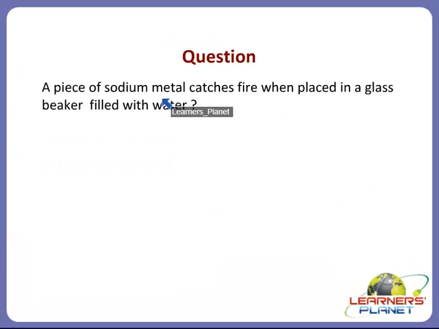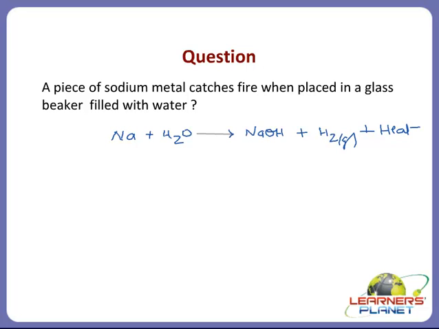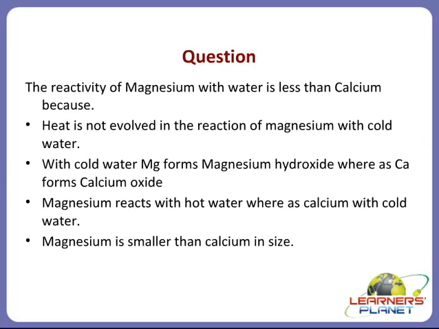Now let's take up our next question here. A piece of sodium metal catches fire when placed in a glass beaker filled with water. It's the same question which is repeated. Sodium metal reacts with water, forming what? I have just now discussed this question. It forms NaOH, and hydrogen gas is evolved, plus a lot of heat is produced. Due to this heat produced, what happens? The hydrogen gas catches fire. So this question we have discussed. Now moving to the next question.